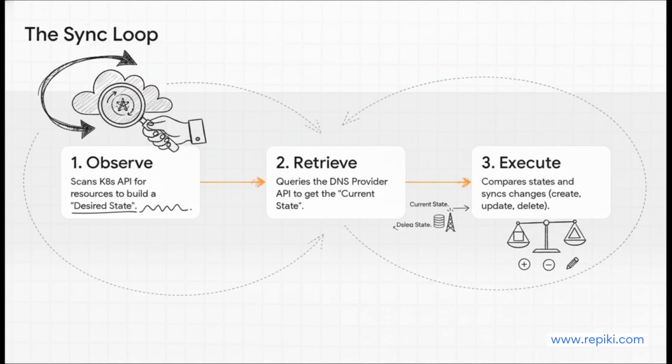That's your desired state. Second, it retrieves. It goes out to your DNS provider and asks, okay, what records do we actually have right now? That's the current state. And finally, it executes. It compares those 2 lists, figures out the difference, and makes whatever API calls are needed to make the current state match the desired state. Simple, powerful, and it never stops.